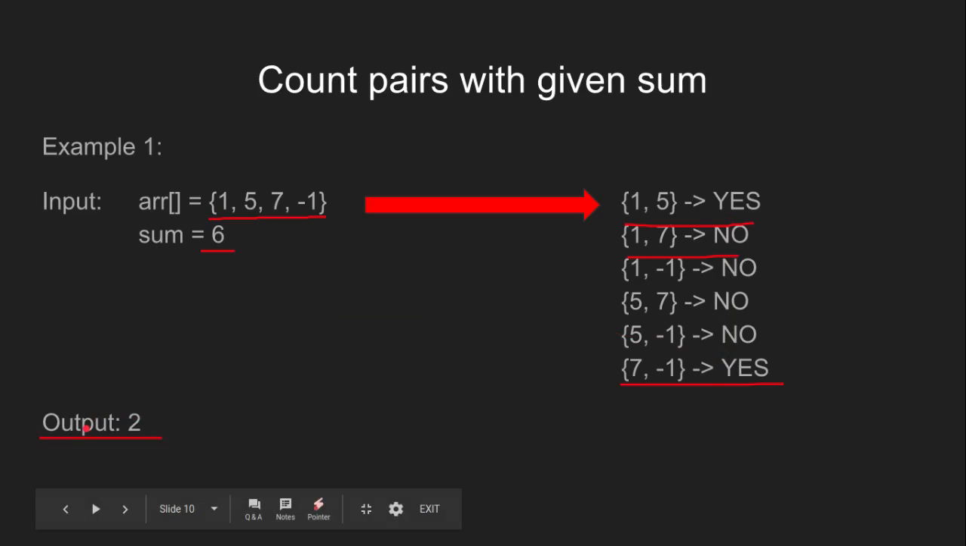And so finally, the number of pairs of integers in this given array whose sum is 6 are 2. Hence, our output is 2.